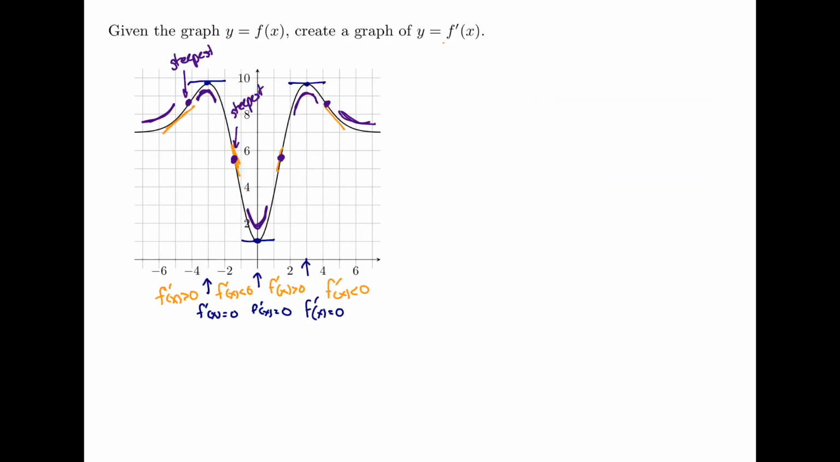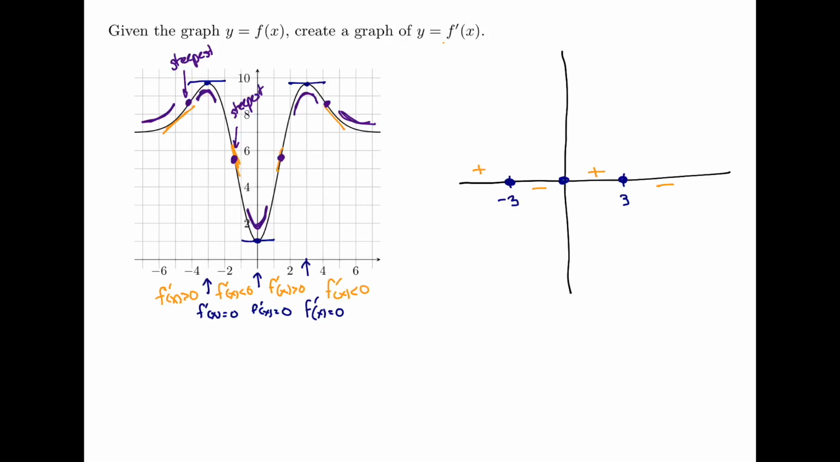All right, let's start by creating our axes. We know that we have our places where my derivative equals 0 at negative 3 and positive 3 and at 0. And so these are the 3 points where my derivative equals 0. Then to the left of negative 3, I'm above the axis, so I'll be above the axis, then below the axis, then above the axis, and finally below the axis.